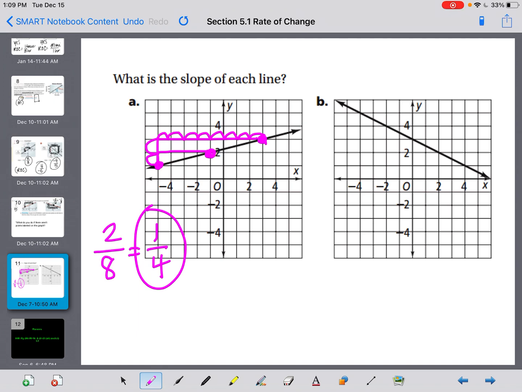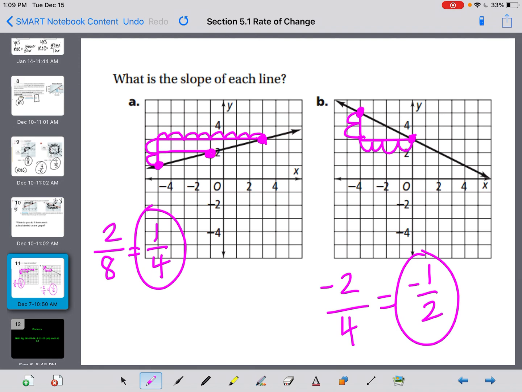On the second one, it looks like I have a point here and here maybe. Draw my triangle, so I rise -2, run 1, 2, 3, 4. Okay, so I can simplify that to -1/2, which means there's also a good point right there.